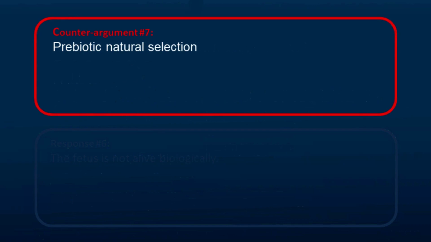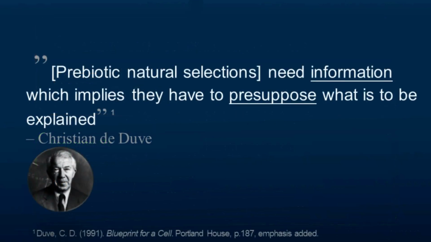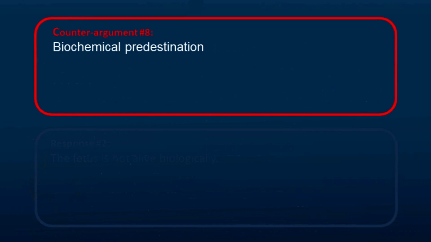Another counterargument is about the prebiotic natural selection. This argument is a red herring since it presupposes the presence of information. Therefore, it provides no explanatory power for the information in DNA. The secular scientist Christian de Duve said the following, quote, "Prebiotic natural selections need information which implies they have to presuppose what is to be explained." End of quote.